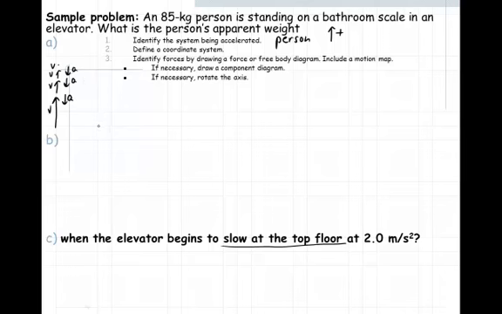So as we know, there's only 2 forces in this problem. There's a force due to gravity, and there's the force of the scale. So I'm going to draw the force of the scale on my motion map smaller than my force due to gravity, again because my acceleration is pointing downward, so my force due to gravity has to be larger than the force from the scale.